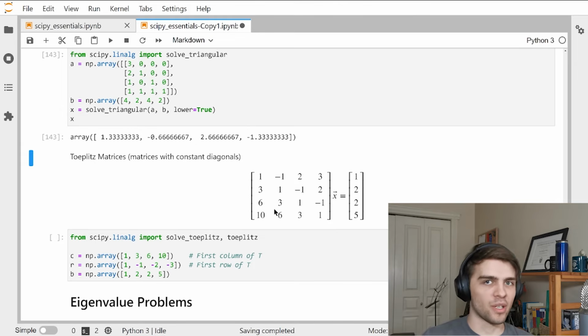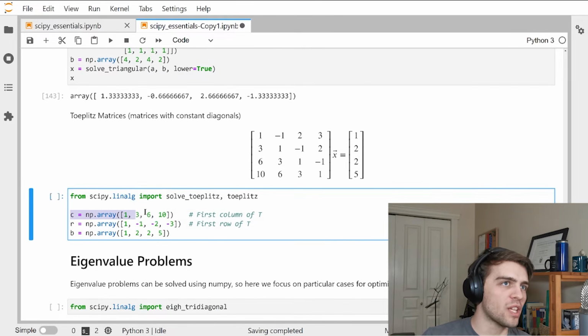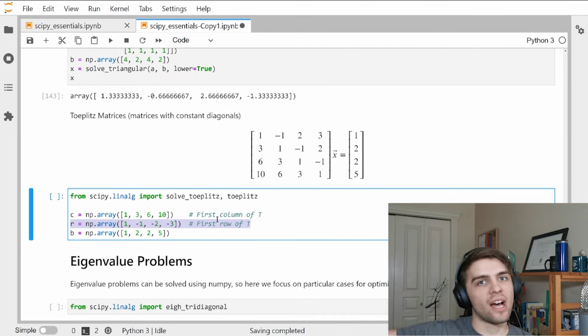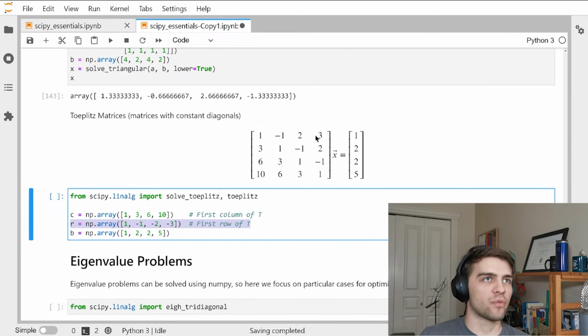But in fact, I'll go through it a little bit below in this video. But anyways, these are matrices with constant diagonals. And how do I solve this? Well, it turns out if I specify the first column of T, 1, 3, 6, 10, and the first row of T, which is R, 1, -1, 2, 3, then you know everything else about the matrix. So a Toeplitz matrix can be specified uniquely by the first column and the first row, and then it can automatically know what everything else is.